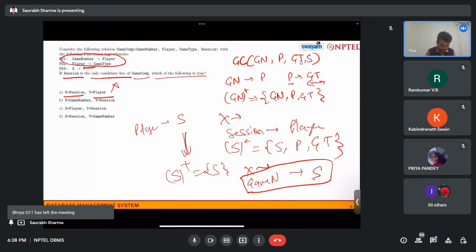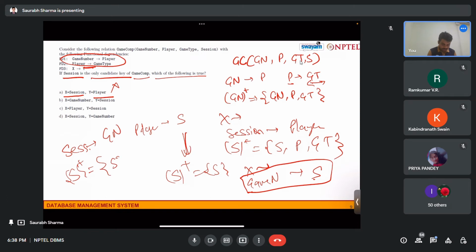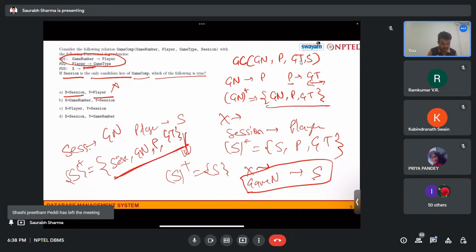Coming to the next option, it is telling session determines game number. If we take this closure, first is session, then game number. From game number we get player and game type. You can see all the attributes are covered with the help of session only. So session is the candidate key here. So D is the right option, option D.